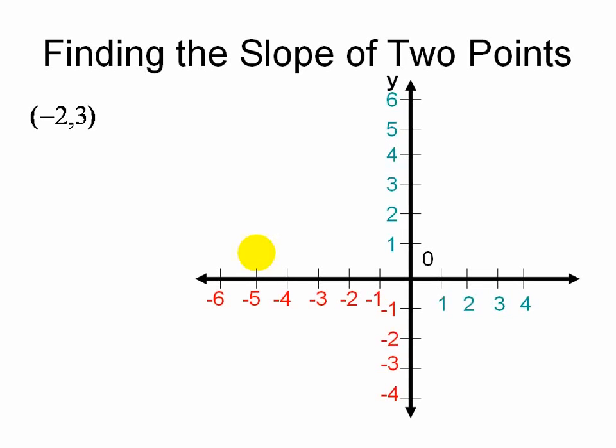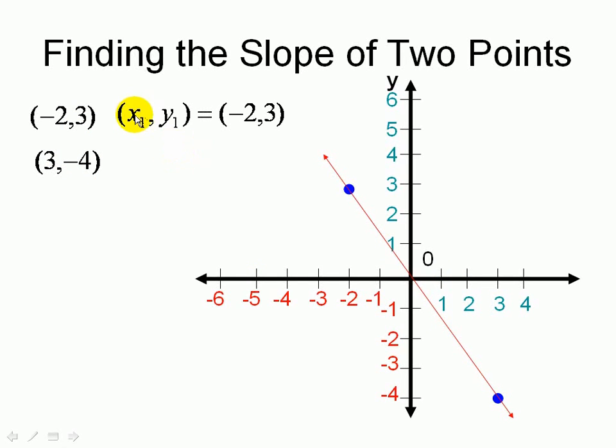So here, let's look at another example finding the slope between 2 points. Here we're given a point (-2, 3). That's located right here. We're given a point (3, -4). That's shown right here, and we draw a line between these 2 points.